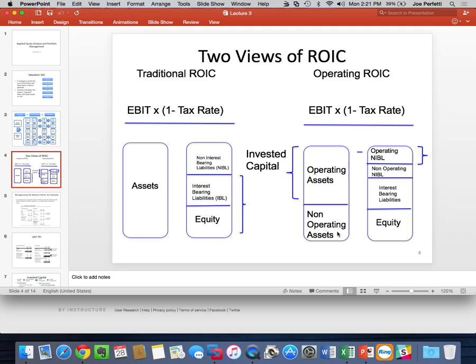On the left is what most finance classes teach you. On the right is the operating ROIC view that we're going to use in this class. I'm not saying that people are necessarily wrong in their approach, but what I'm saying is the world has gotten more sophisticated.